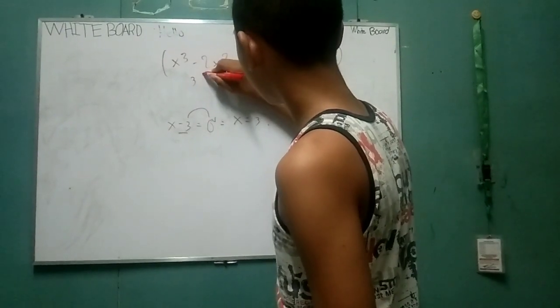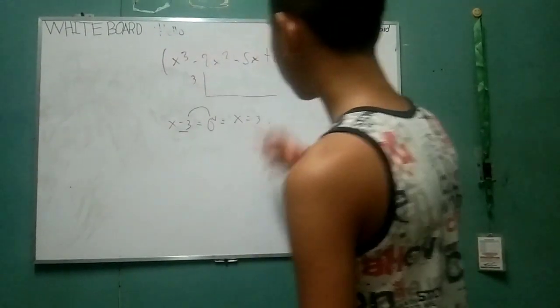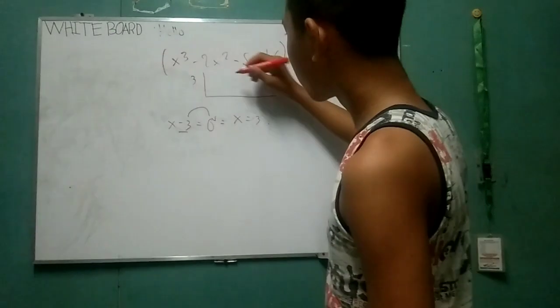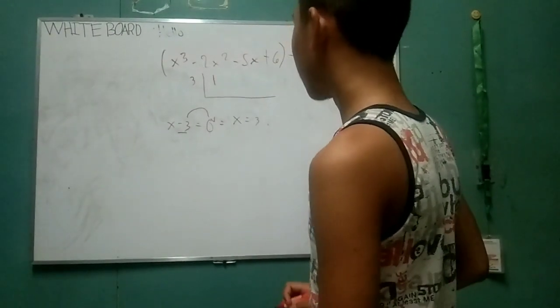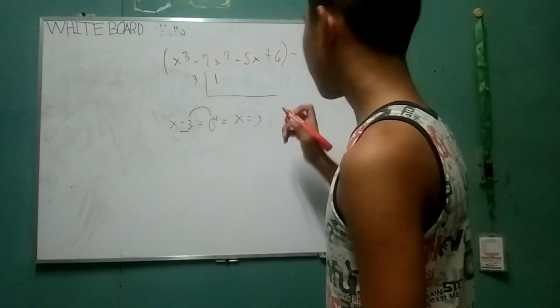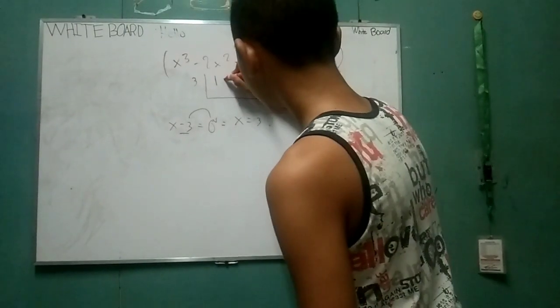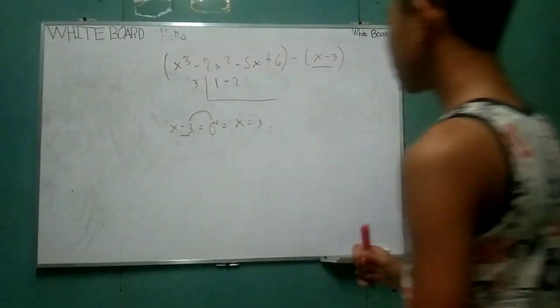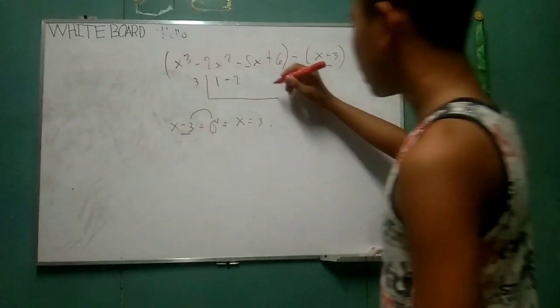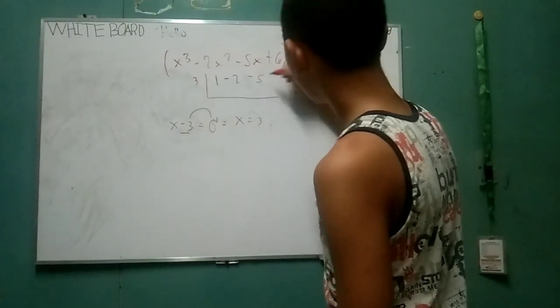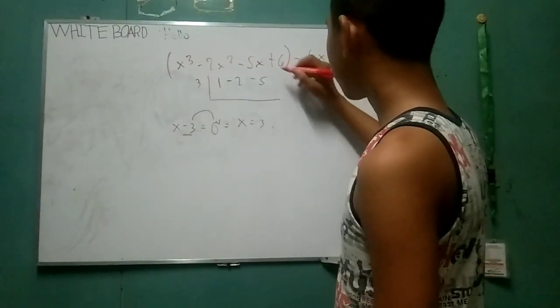So let's put 3 over here. And then we get the coefficients of the function. The coefficient of x cubed is 1. The coefficient of negative x squared is negative 2. The coefficient of negative 5x is negative 5. And the constant is 6.